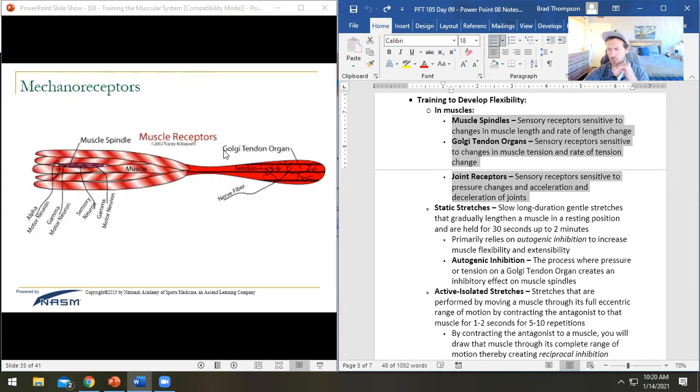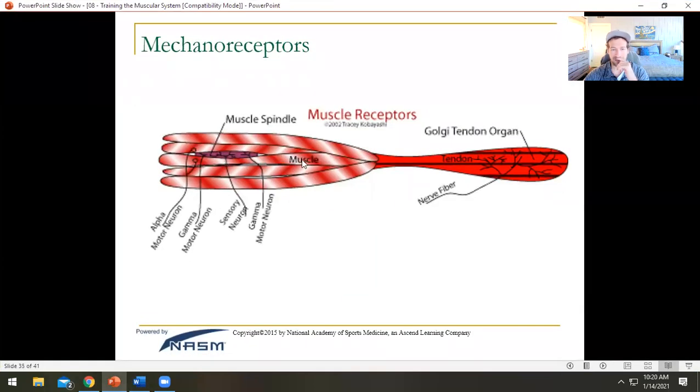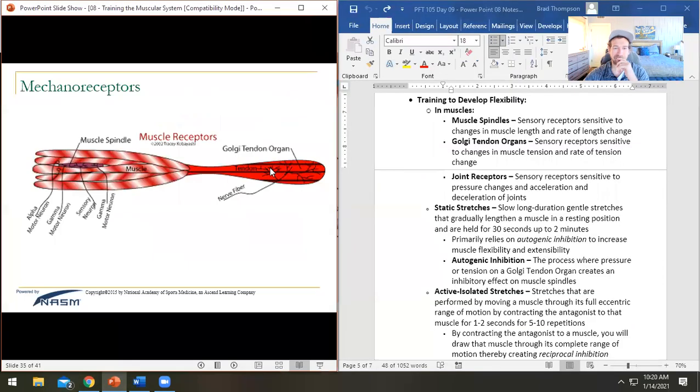And there's a much worse picture here, but you can see there's a muscle spindle throughout the belly of the muscle. And then there's your Golgi tendon organ in the tendon as it inserts onto a bone. That picture sucks.